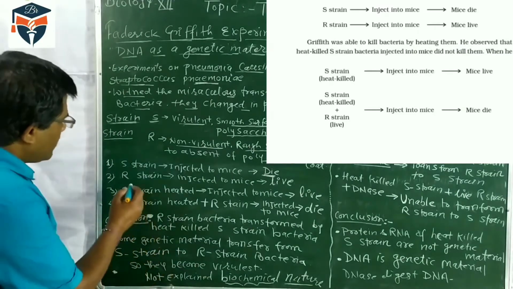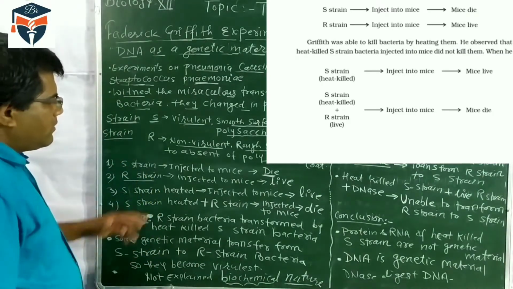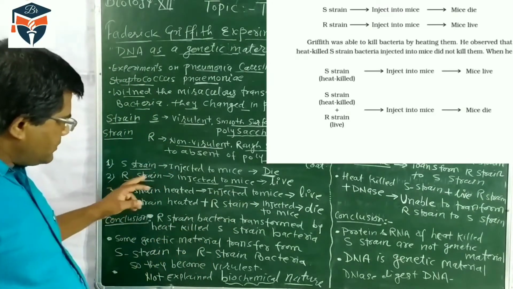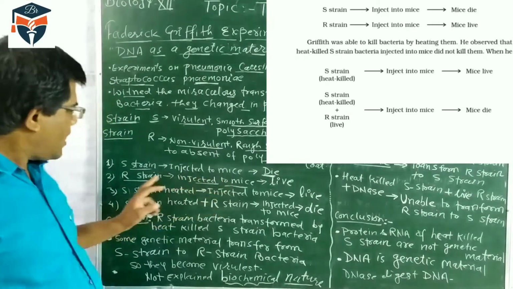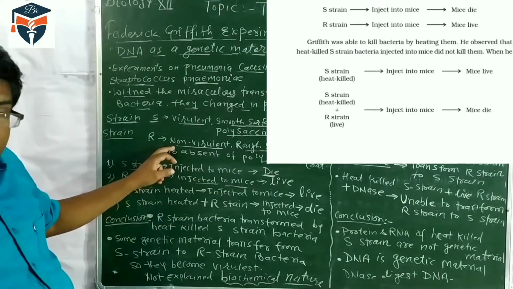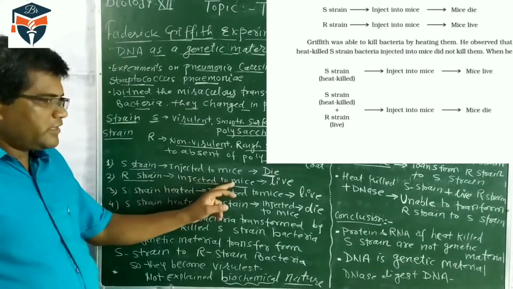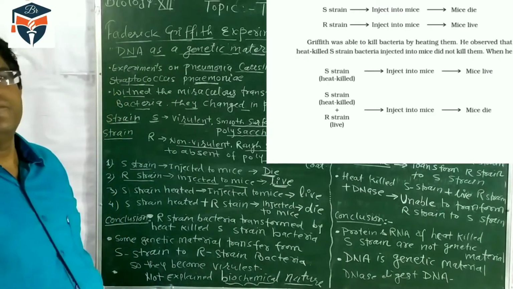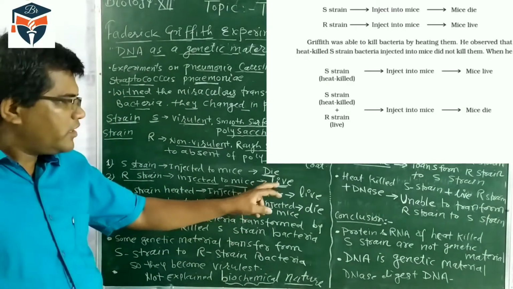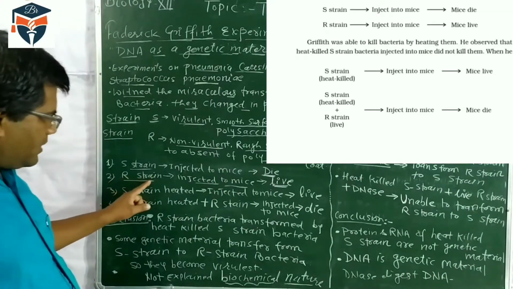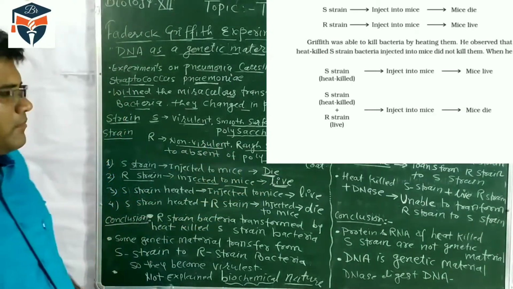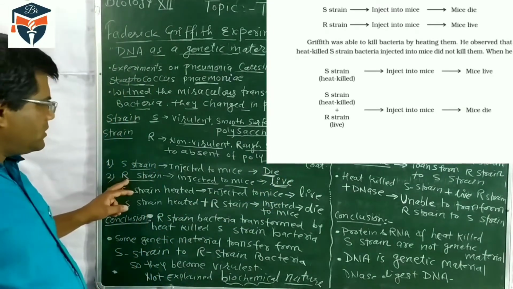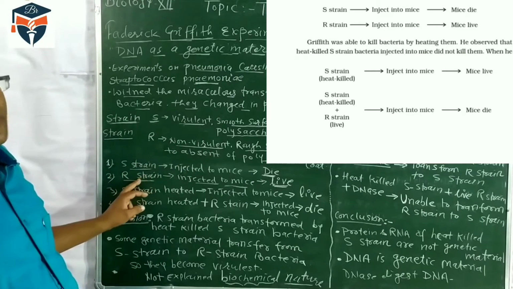Second experiment: now R strain is injected into the mice. First it was S strain, now R strain. The R strain is a non-virulent strain, so it does not cause the disease. So what happened? Disease is not caused and the mice are alive. They do not die, because this is a non-virulent strain and does not cause the disease.